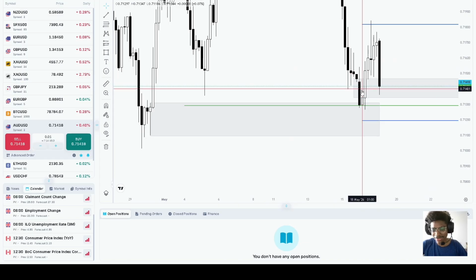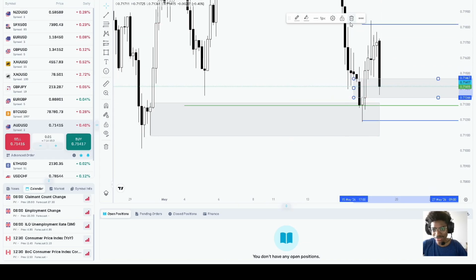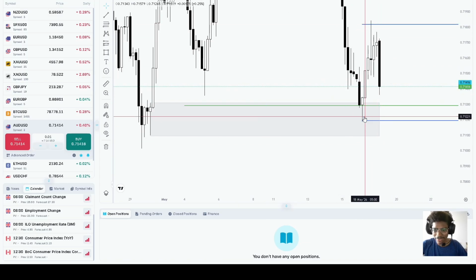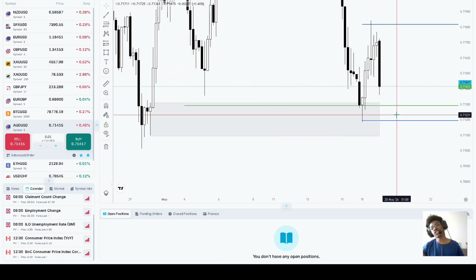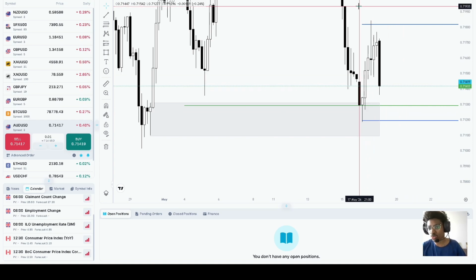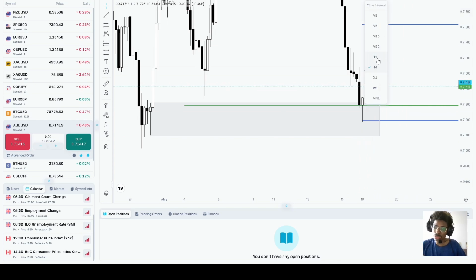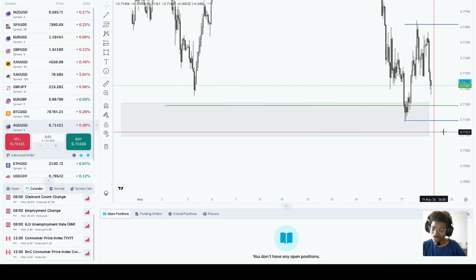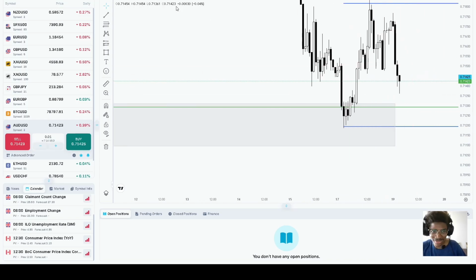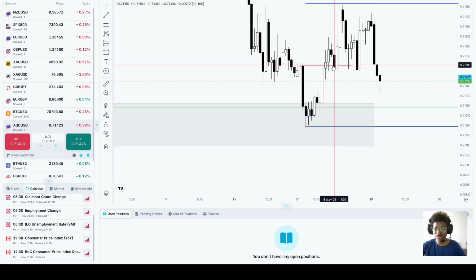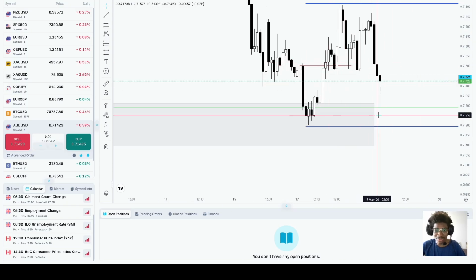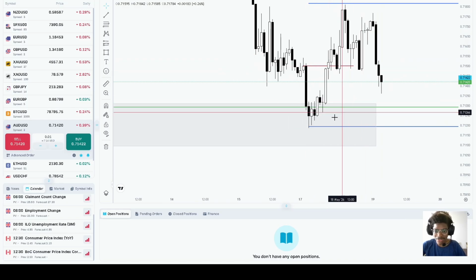What does price do? Let me delete this stuff. What does price do here? Price comes, taps into it. We don't enter. Not us, not at all. We go to the 1 hour time frame. Here we draw our CISD line. We're going to extend it, but here we assume we are here. We don't know what is going on. So we draw a CISD line.